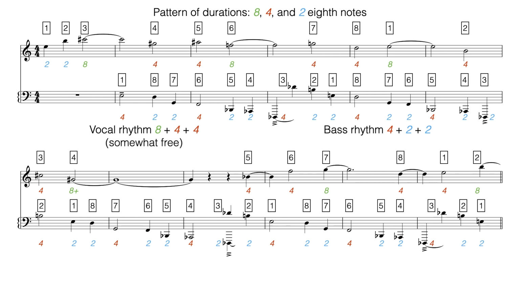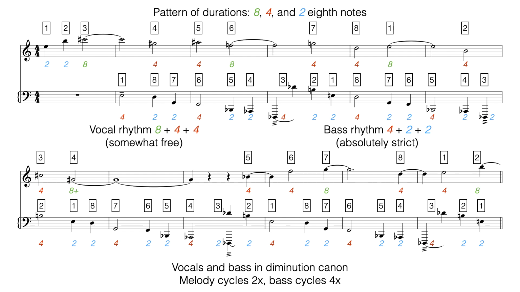And while the vocal melody was somewhat free in deploying this pattern, the bass is absolutely strict. As a result, the vocal melody and the bass are in a kind of diminution canon, with the bass moving through its pitches twice as fast as the vocal melody. In this passage, the vocal melody cycles around the circle twice in a clockwise direction, while the bass cycles around the circle 4 times in a counterclockwise direction.